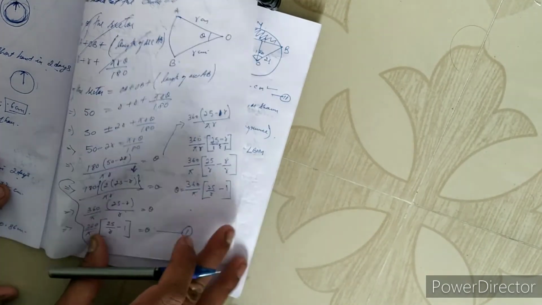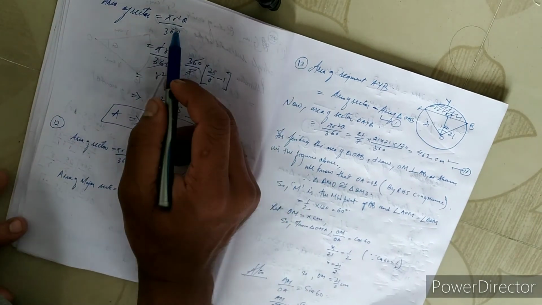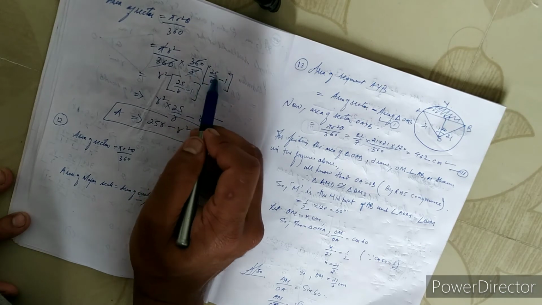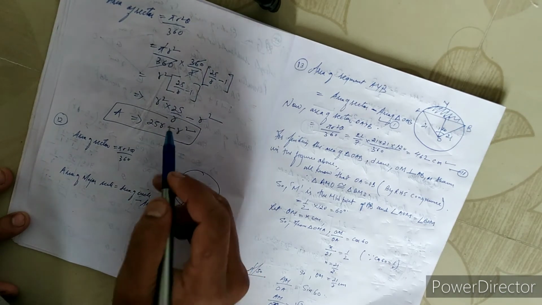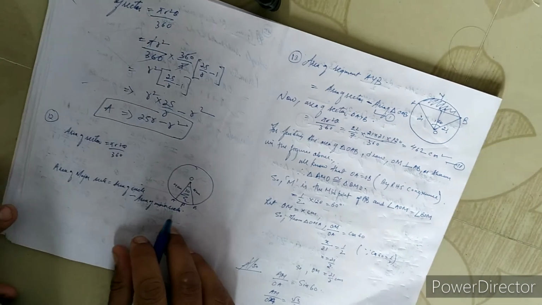Now in the second part, area of the sector is pi r square theta by 360. In place of theta you just put the value, 360 by pi, 25 by r, you just cancel it, and you'll come to get the answer. This is very simple. This is the second part.